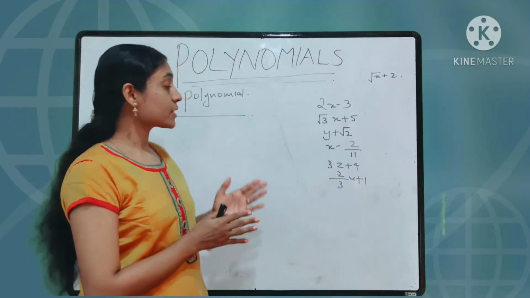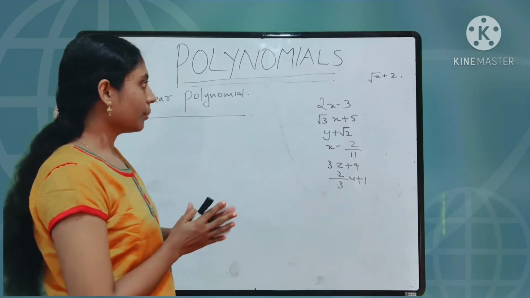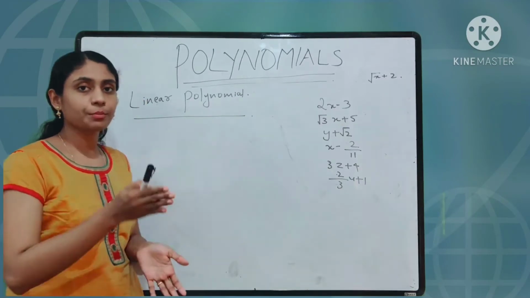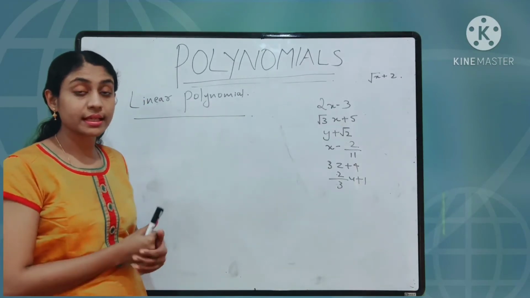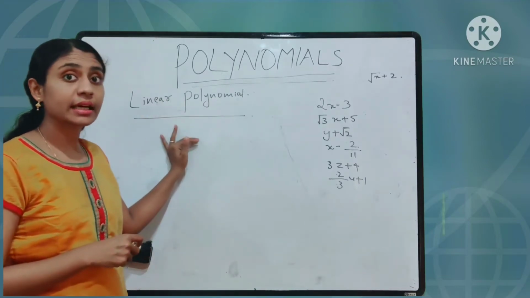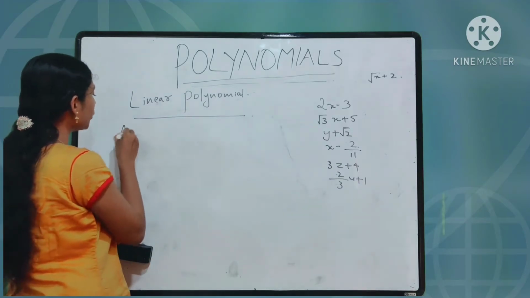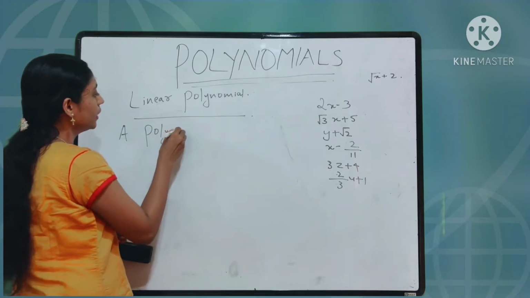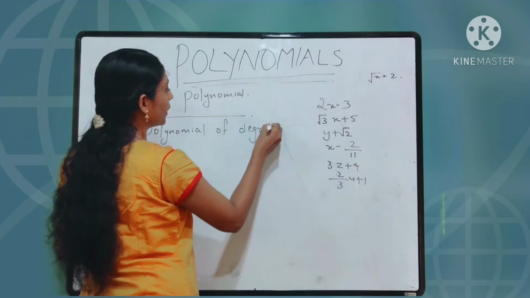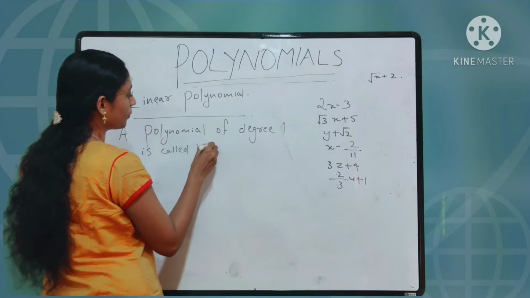Now friends, we can discuss what is a linear polynomial, what is a quadratic polynomial and what is a cubic polynomial. Before that, you remember what is the degree of the polynomial, right? If p of x is a polynomial in the variable x, then the highest power of x in p of x is called the degree of the polynomial. And what about a linear polynomial? A polynomial of degree 1, right? So a polynomial of degree 1 is called a linear polynomial. Write this in your notebook.